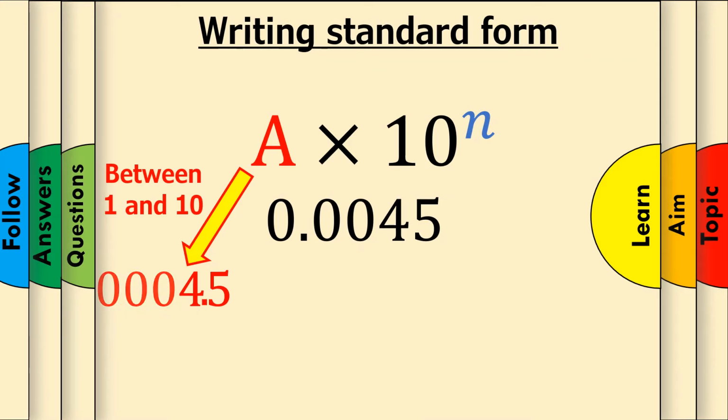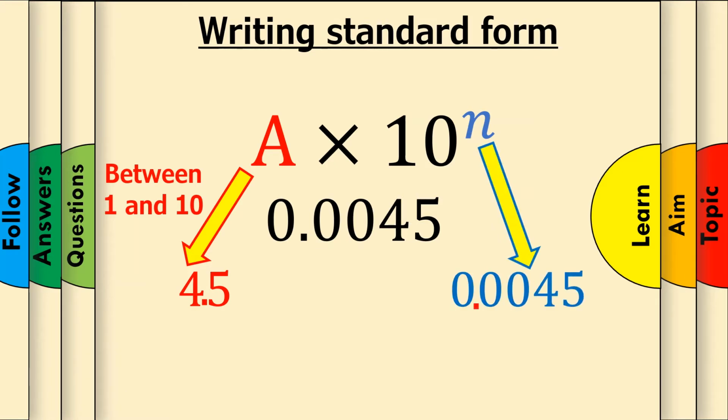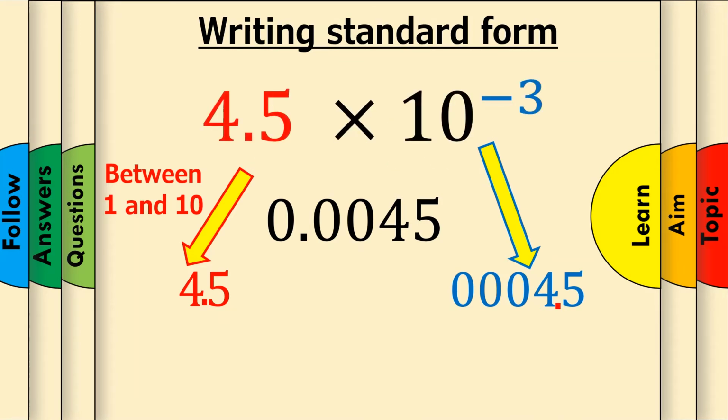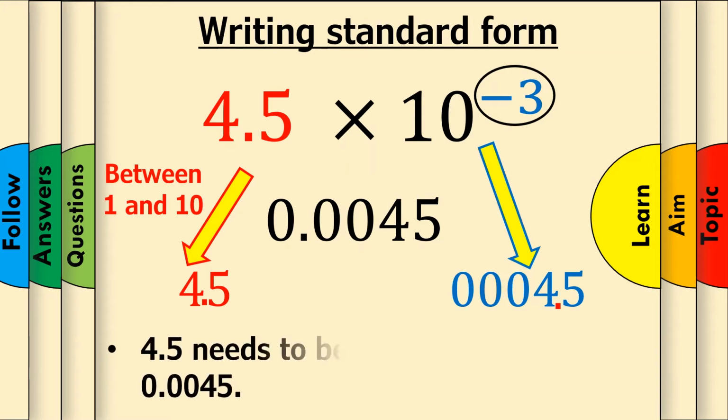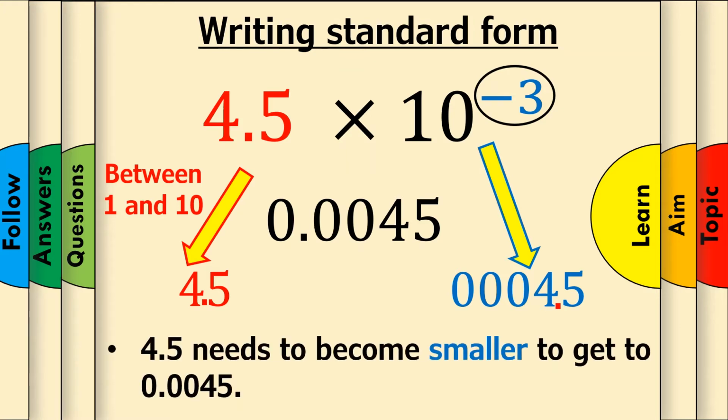Now, to get n, we just need to work out how many places the decimal point has moved. From 0.0045, the decimal point has moved once, twice, 3 times to get to 4.5. So we just fill in our style. A is 4.5 and n is minus 3. We have a minus sign here because we need to make 4.5 smaller to get to the original number.